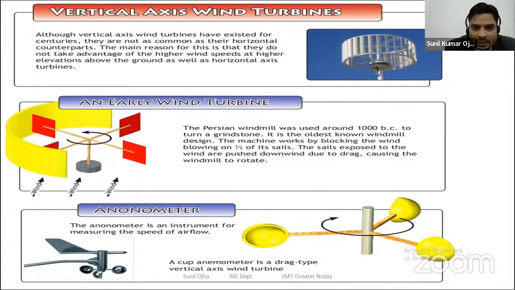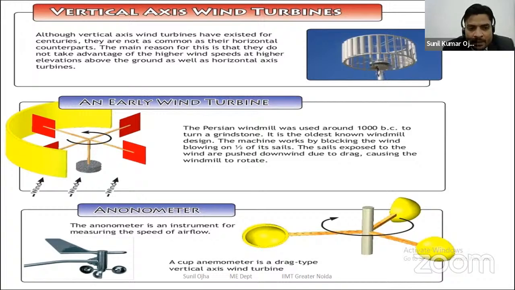As an early wind turbine, the vertical axis wind turbine was used from ancient times. The Persian windmill was used around 1000 BC to turn grinding stones. This is the oldest known windmill design. The machine works by blocking the wind, which blows on half of its sail. The sails exposed to the wind are pushed downwind due to drag, causing the windmill to rotate.